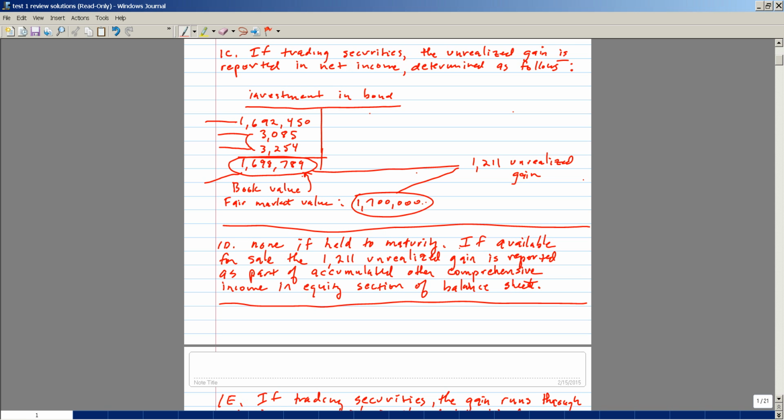If the bonds are classified as available for sale, any unrealized gain or loss bypasses the income statement and is reported in the equity section of the balance sheet as a part of accumulated other comprehensive income. So there is the answer to D.